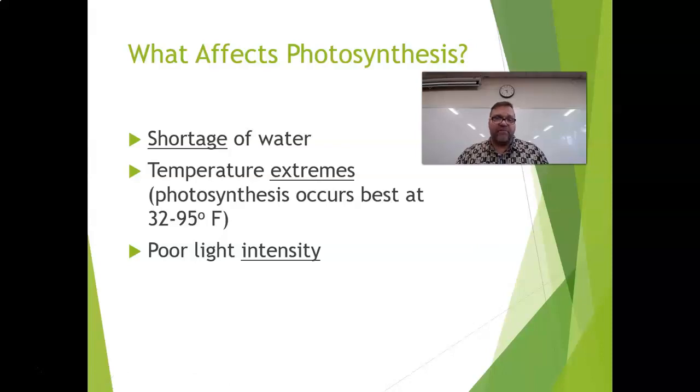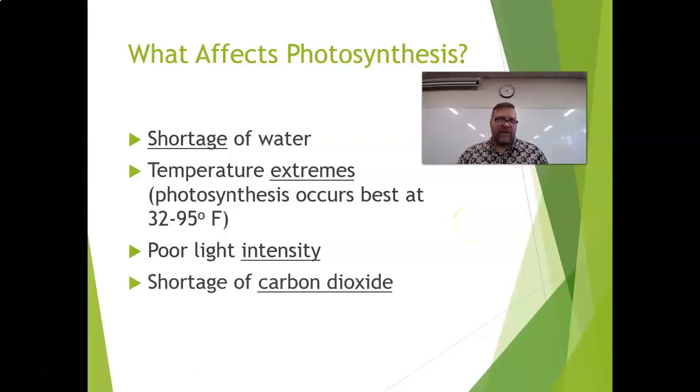Also affected by poor light intensity. So if you have really cloudy days where there's not much light coming through, not bright sunlight, that's going to affect the amount because it's going to be less water molecules split by intense sunlight. And finally, a shortage of carbon dioxide. So if you don't have enough carbon dioxide, you're not going to have the reactants that you need to make the products. So 4 factors that affect photosynthesis: shortage of water, temperature extremes, poor light intensity, and shortage of carbon dioxide.